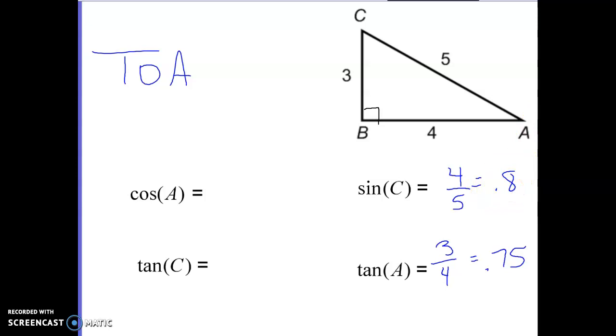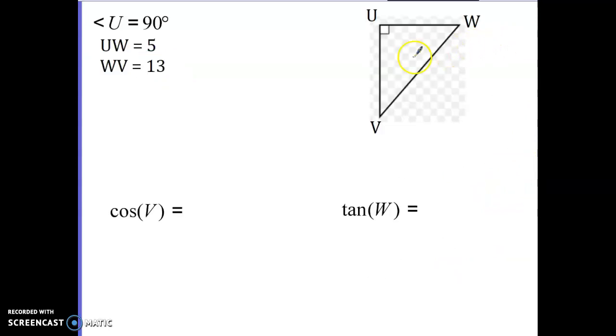All right, let's try that again. Let's do this one. In this one, it's set up a little bit differently. You can see they've told me that angle U is 90 degrees. There's the little right angle mark. See if you can remember this notation from geometry.